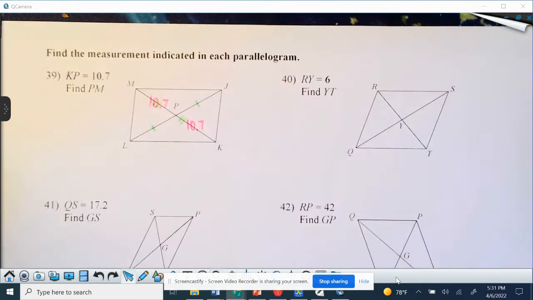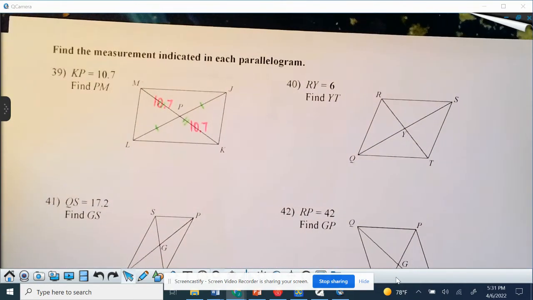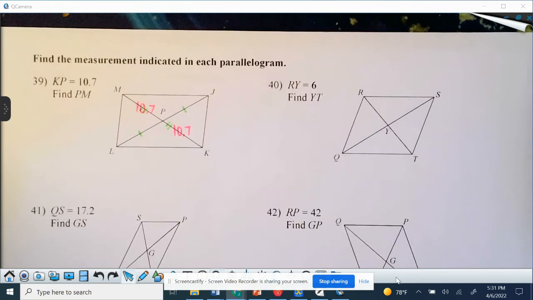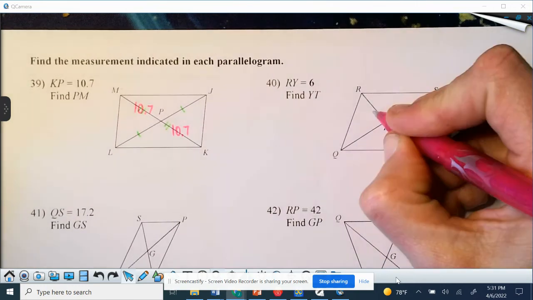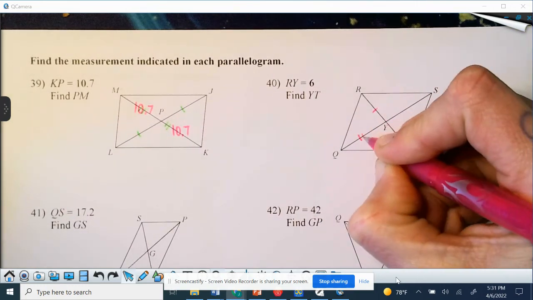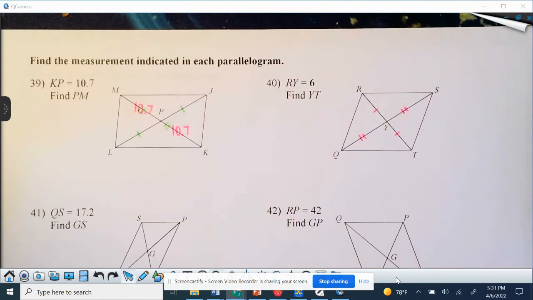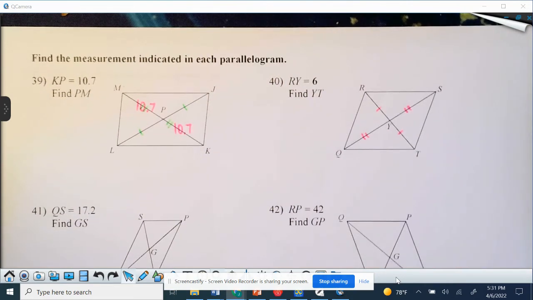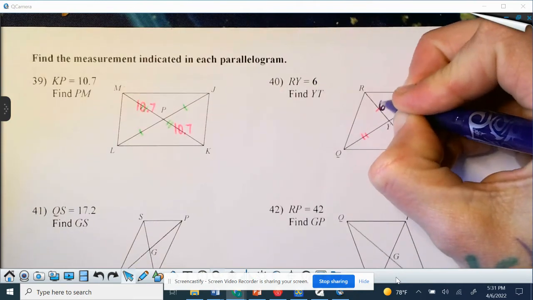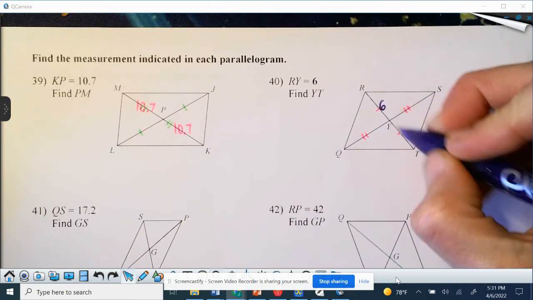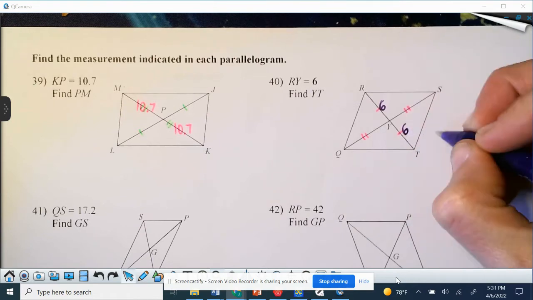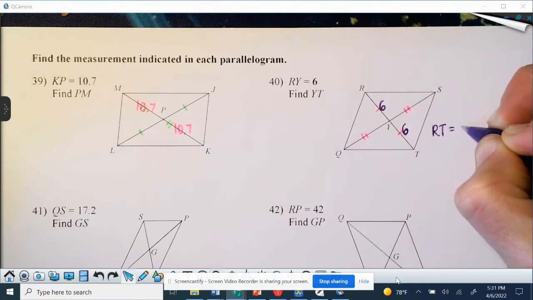So pretty basic, just knowing that the diagonals do bisect, and bisect means cut each other in half into perfect parts. So this one's congruent to this one. This guy's congruent to this guy. This appears to be a rhombus, but we don't have enough information. So all we're going to answer is if RY is 6, then what is YT? And this is also 6. And then that lets us know that RT is 12.